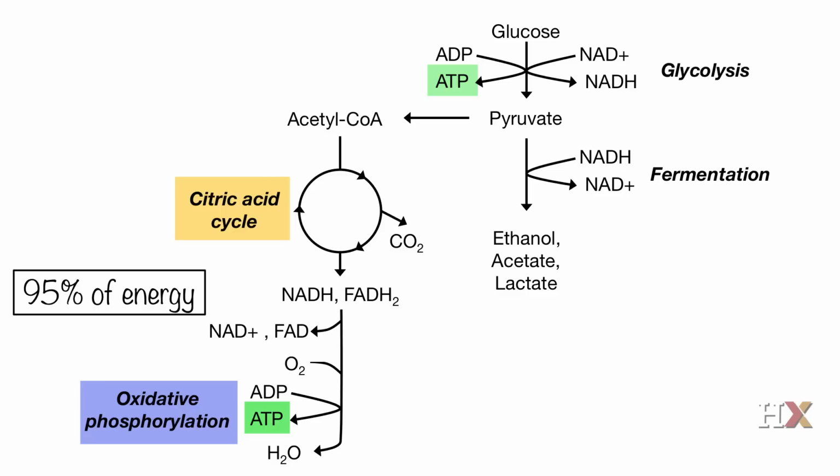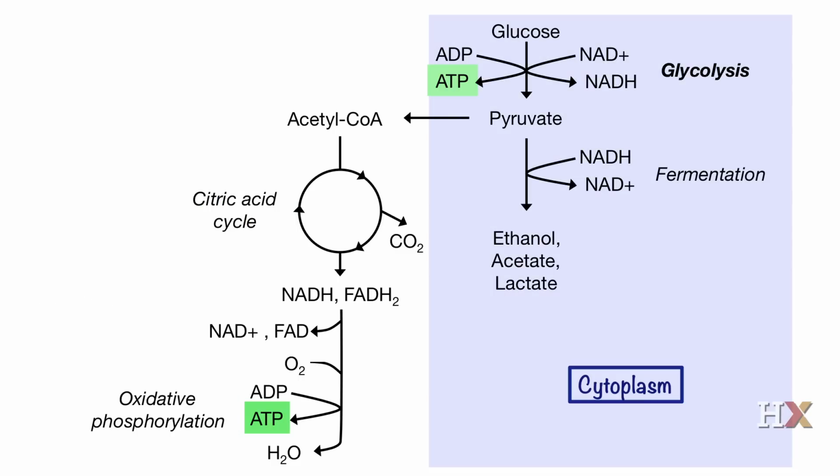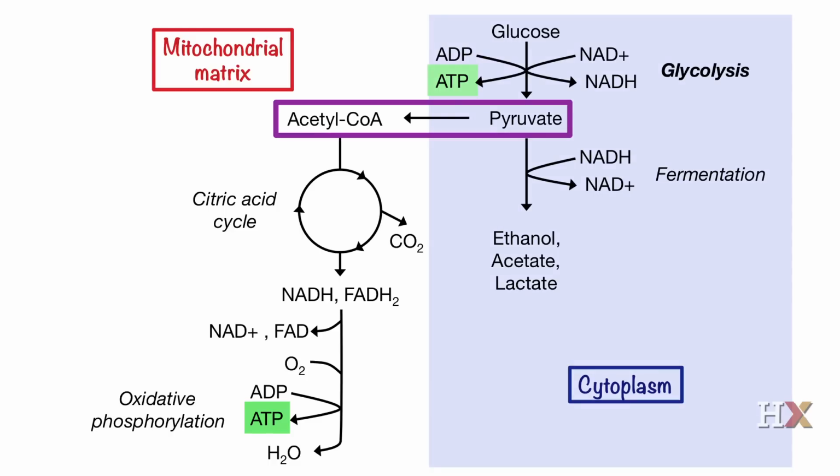The citric acid cycle is fed by acetyl coenzyme A. In this video, you learn how acetyl coenzyme A is produced. If you remember, glycolysis takes place in the cytoplasm and leads to the formation of two molecules of pyruvate. Under aerobic conditions, pyruvate is converted into acetyl coenzyme A inside the mitochondrial matrix. So acetyl coenzyme A is a key metabolic intermediate linking glycolysis and the citric acid cycle.